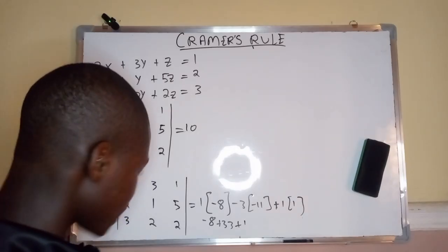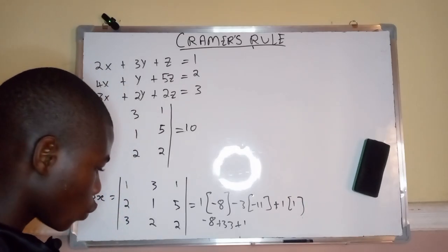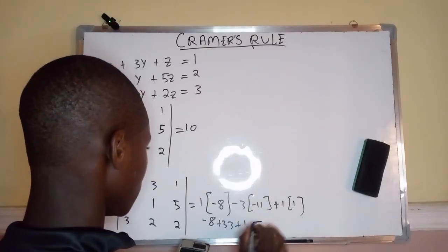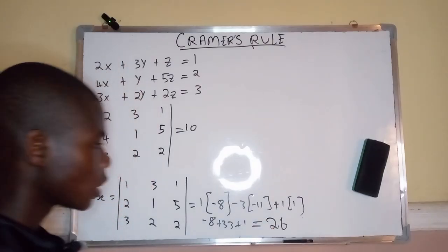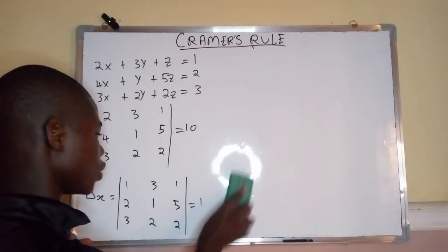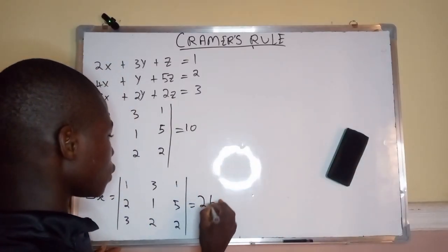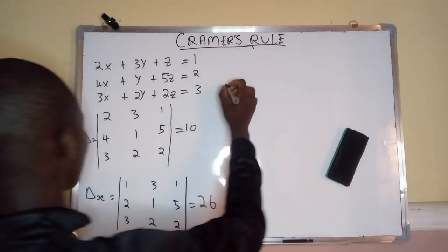If I have minus 8 plus 33 plus 1, which is equal to 26. So therefore, the determinant of x is 26. The determinant of x is equal to 26.